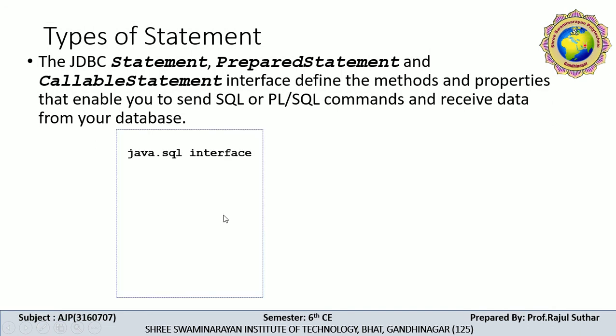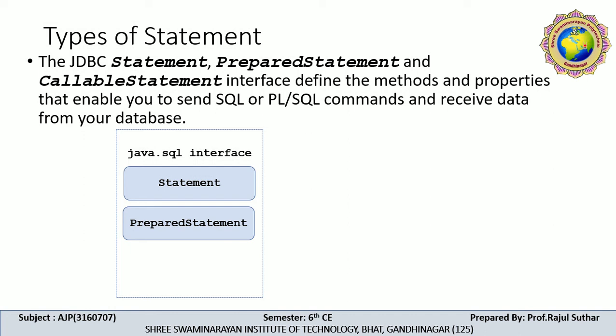So first of all, let me discuss the java.sql interface. The statement object can be used with the interface. So what do you mean by interface? Interface is nothing but one type of communication with the database. The first is the simple type of statement, which is statement, the second one is prepared statement, and the third one is callable statement.